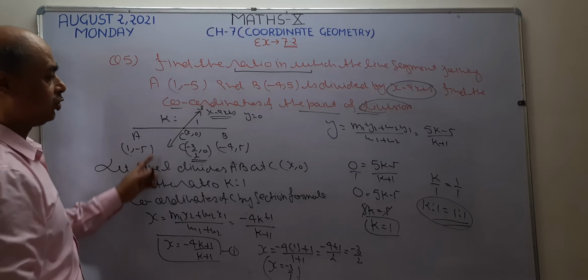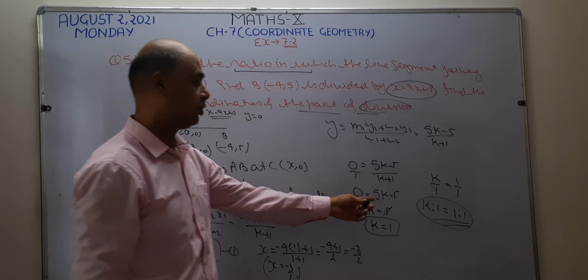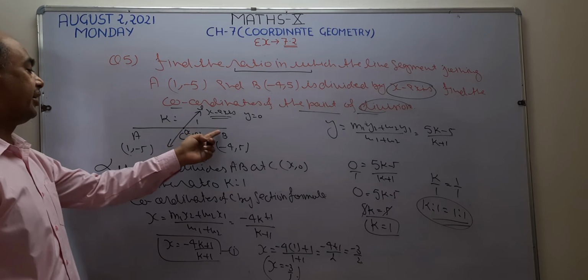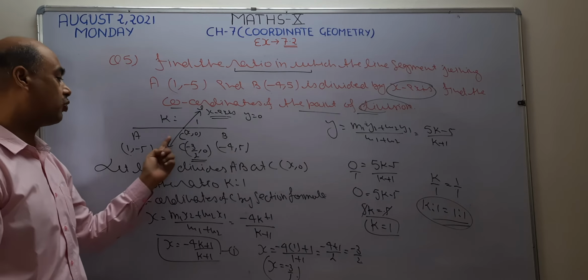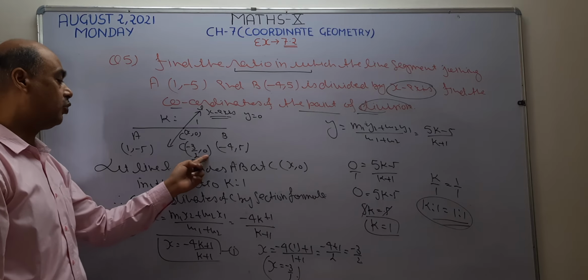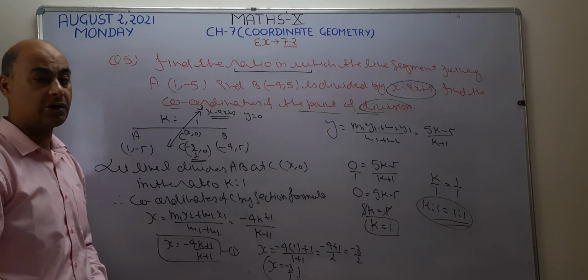And the ratio is k ratio 1, which is equal to 1 ratio 1. It means this line L divides AB in the ratio 1 ratio 1, and the coordinates of the point of division which divides AB are minus 3 by 2 and 0. This is your answer. Okay.